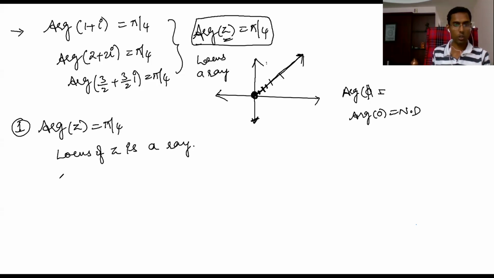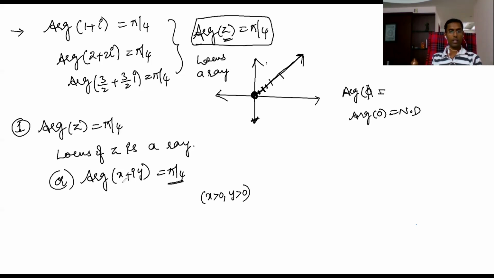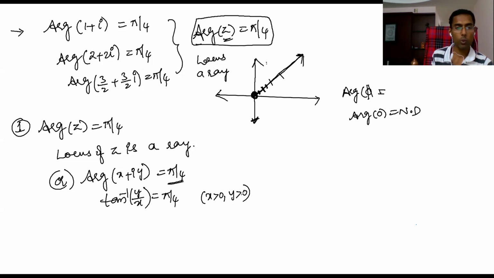Or you can solve this like this also. Argument of z, where z means x plus iy. Argument of x plus iy is pi by 4. But pi by 4 itself shows that x is greater than 0 and y is greater than 0, that is, x comma y lies in the first quadrant. So you can simply write tan inverse of y by x, because it's in the first quadrant, equal to pi by 4. With x positive and y positive, y by x is 1.